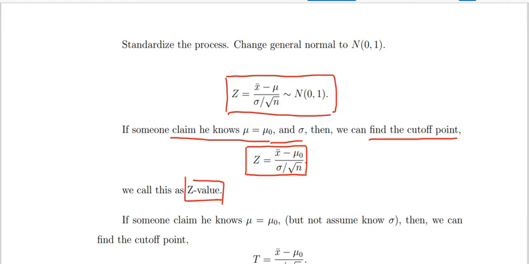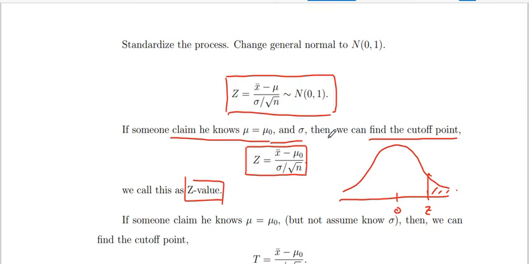We need to check this cutoff point from the z table. You can see here 0, so you can find this cutoff point. We call this the z value. Then the p-value is this part.